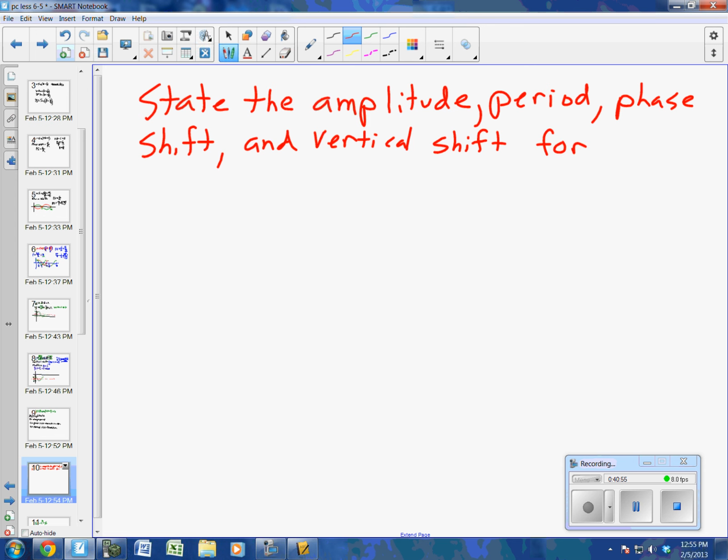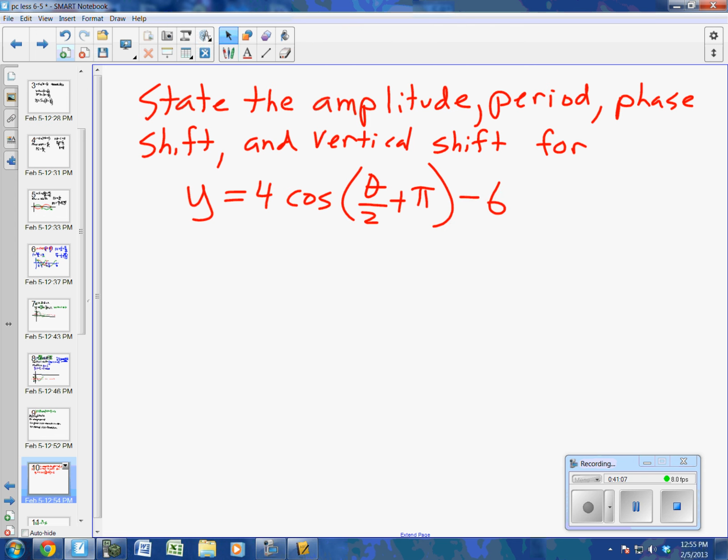for y equals 4 cosine of theta divided by 2 plus pi, minus 6. I want you guys to state those things for that. I'm going to pause this for a second and let you guys work on it.